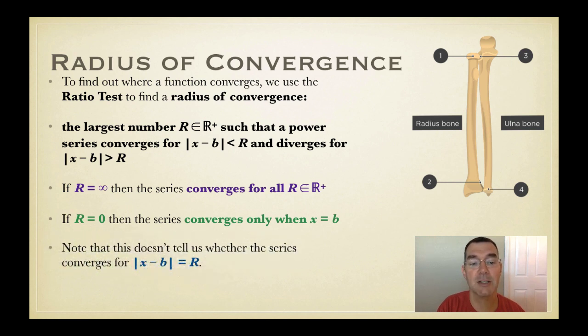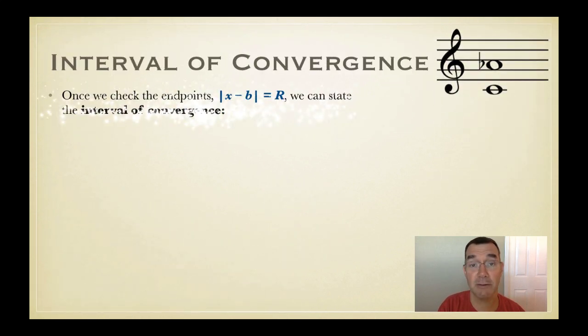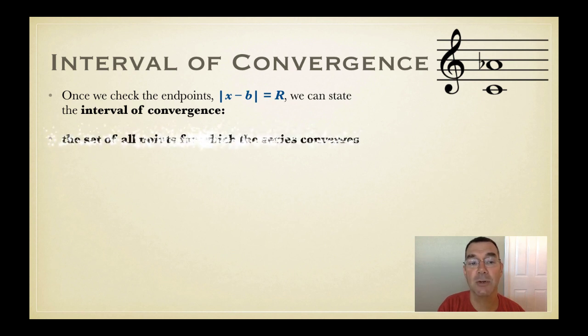But this doesn't tell us whether the series converges for the absolute value of x minus b equals R. We'll need another tool for that, so we'll check those endpoints individually. All right, the interval of convergence, which is different from the radius. Once I check the endpoints, where the absolute value of x minus b is equal to R, then I can state the interval of convergence.